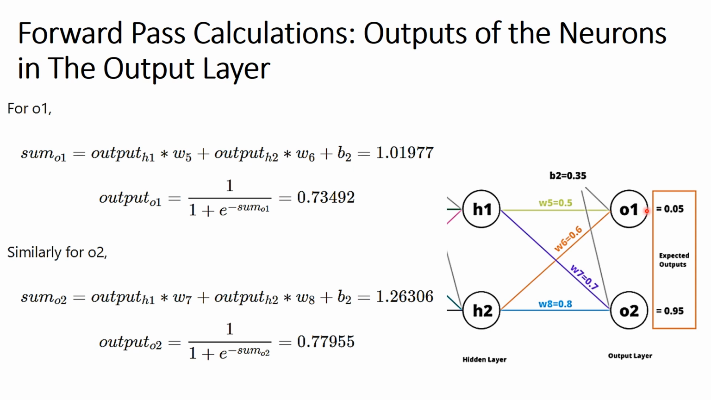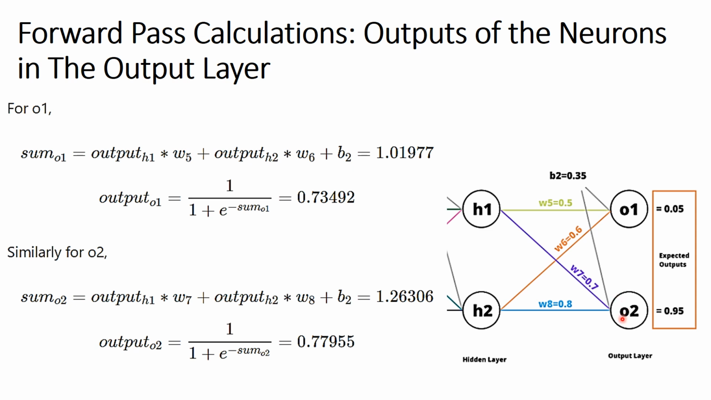عشان نحسب الاوتبوت من O1 القيمة دي هنعوض بيها في الاكتيفيشن فانكشن في O1. الاكتيفيشن فانكشن في O1 حاليا مستخدمينها سيجمويد. طبعا حسب الفانكشن المستخدمة انت بتعوض. هيجينا اوتبوت O1 يساوي 1 على 1 زائد E to the power minus sum O1. هنعوض هنا بالقيمة 1.01977. بنفس الطريقة عشان نحسب الاوتبوت من O2 لازم نجيب النت انبوت ل O2.